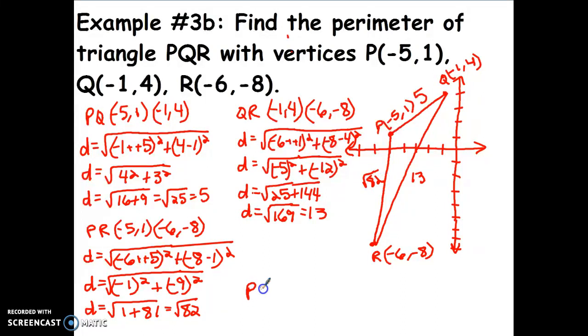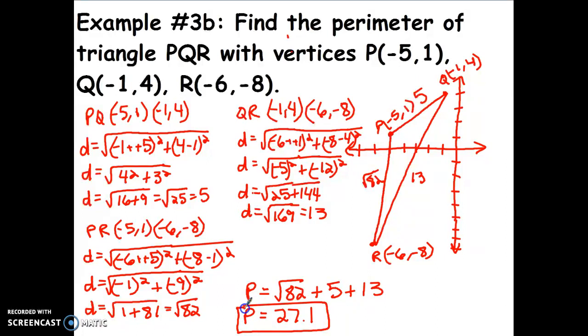Now to find our perimeter, we just have the square root of 82 plus 5 plus 13. And we can put it in our calculators just like that. We are left with, when we round it to the nearest tenth, 27.1. So hopefully you got that.